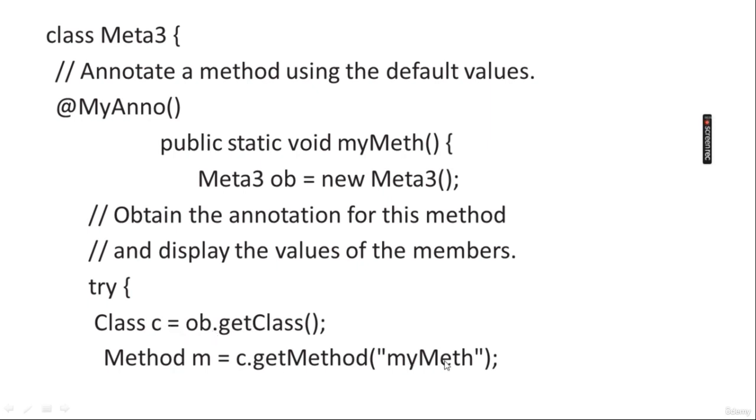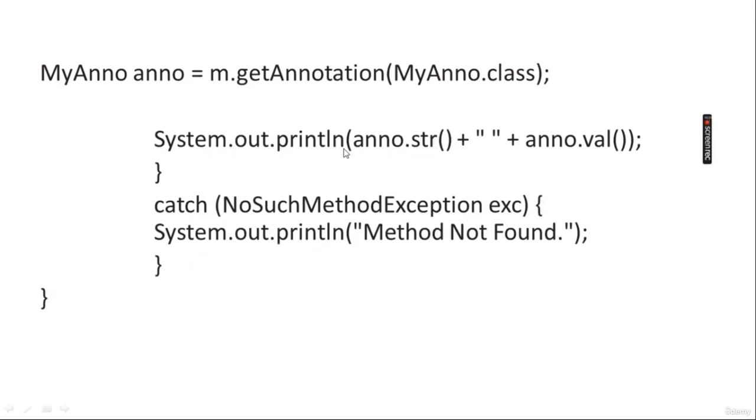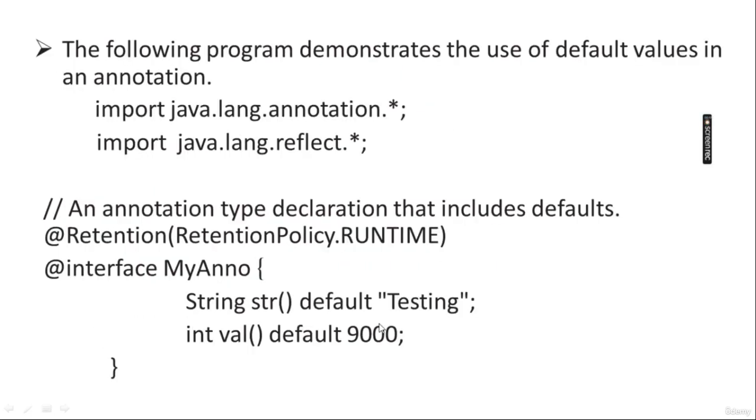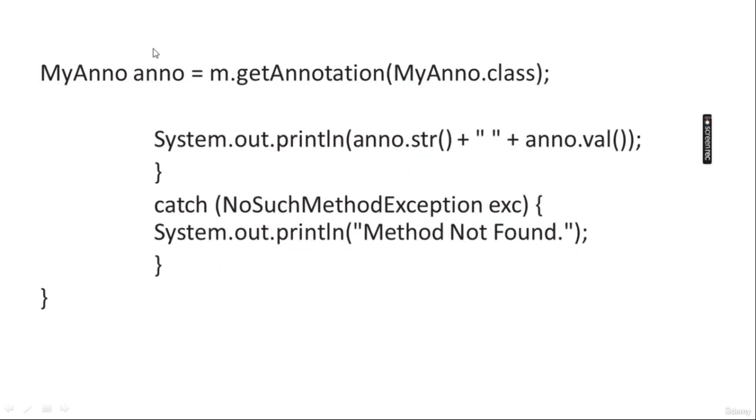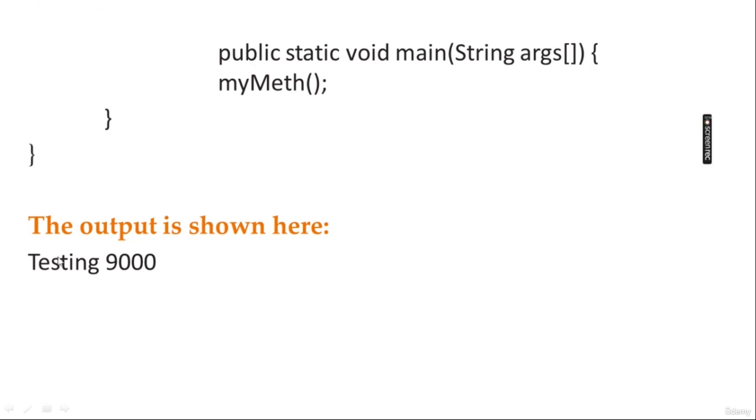Then c.getMethod, which method's annotation I have to acquire. It is called myMethod. It will be stored in m. Then get the particular annotation of MyAnnotation.class, and this will be stored in the MyAnnotation object. Then annotation.string and annotation.value will give me the default values specified, testing and 9000, because my annotation is specified with the class Meta3. Now my method is called and the output is testing 9000. Okay.